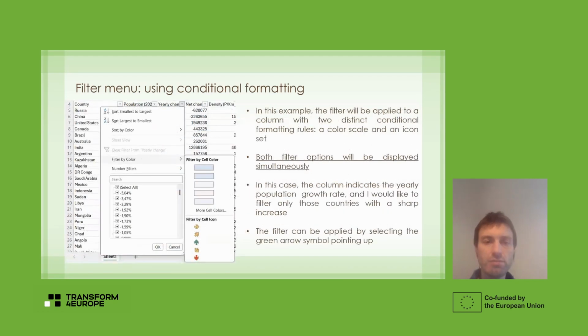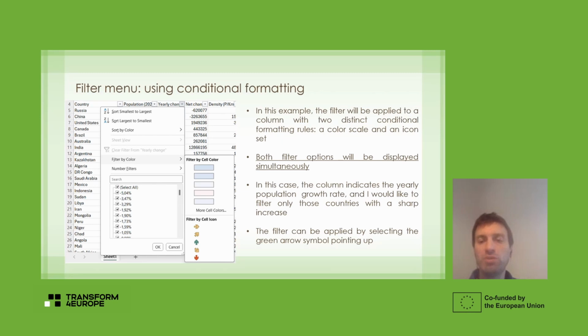Okay. So what if I select another column where I have applied multiple conditional formatting? Well, in this case, I'm selecting the column with the yearly change, for example. And if I click on filter by color, well, you see that I have two options. I can either select the actual color of the cell, or I can filter the table by their icon. Okay, I can do either one of the two options.